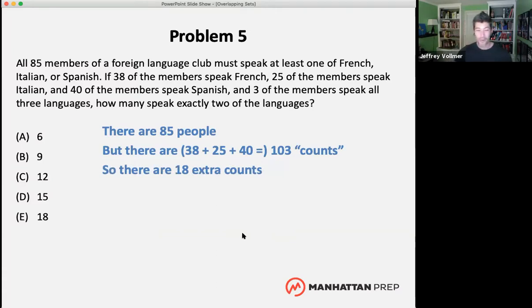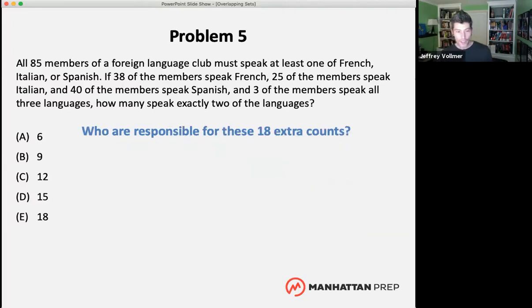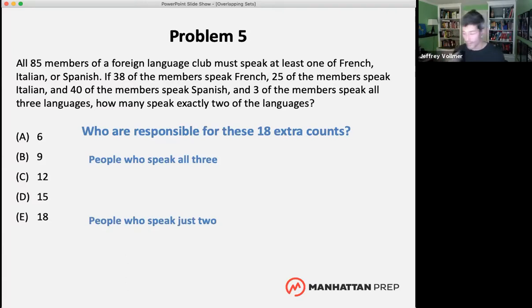So some of you raised your hand more than once because I counted 18 too many. I want to think about who's responsible for those 18 extra counts, like what went into that. Okay, so the people responsible for the extra counts are obviously the people who raise their hand more than once, and they're the people who speak multiple foreign languages. So the people who speak all 3 languages, I've counted a couple extra times. And the people who speak 2 of the 3 languages, I've also counted, okay?